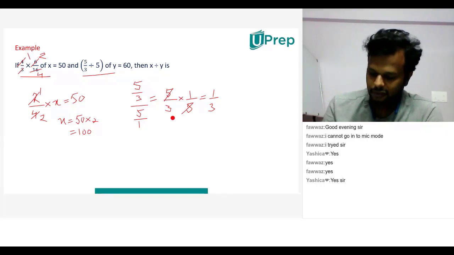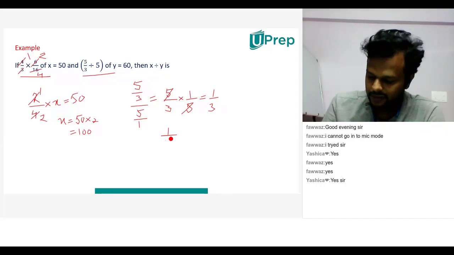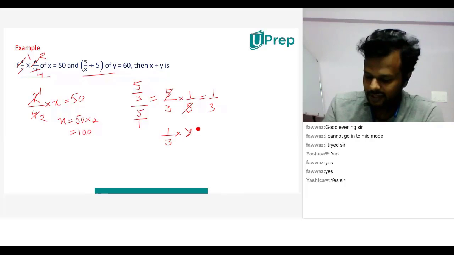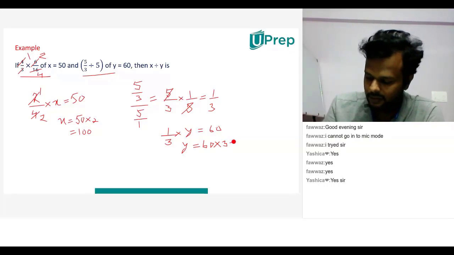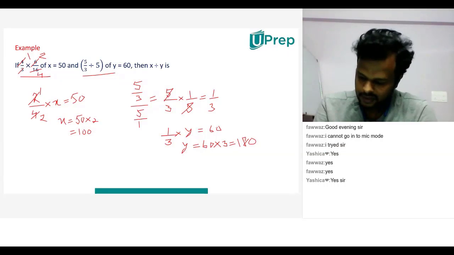So the value of this is 1 by 3 because 5 and 5 will get cancelled. Now children, what we have, 1 by 3 into y. Off means y, I said. So 1 by 3 into y is 60. So now this 3 goes the other side. So y will become, children, 60 into 3. So that is equal to 180. So this is the value of y we have.